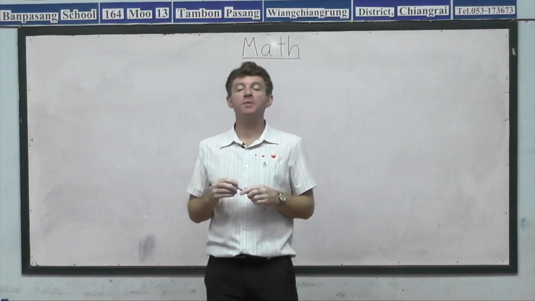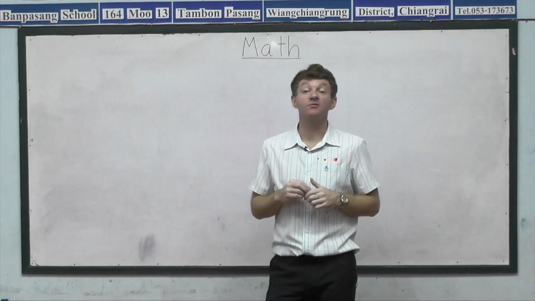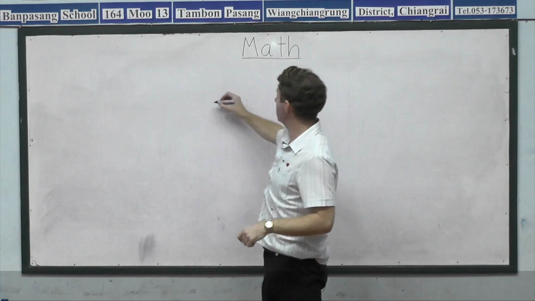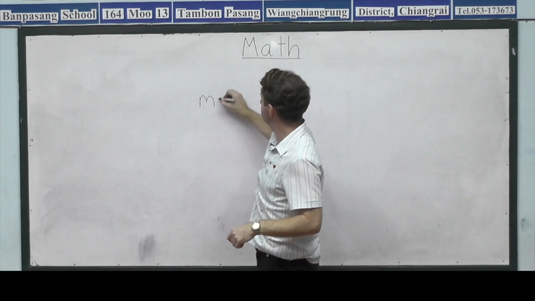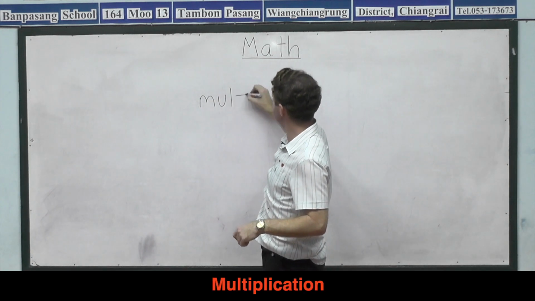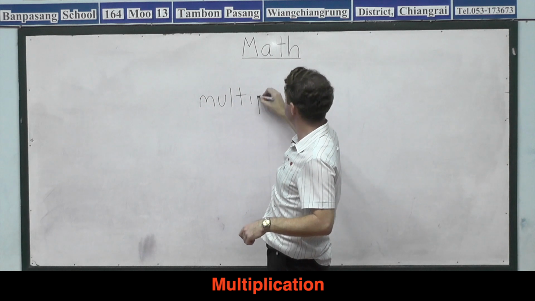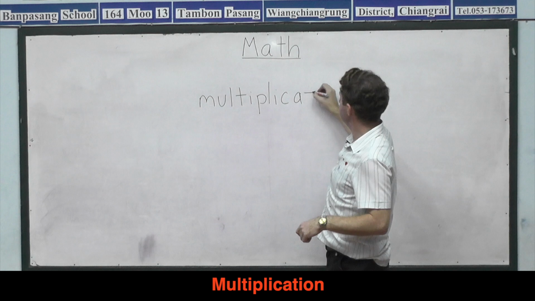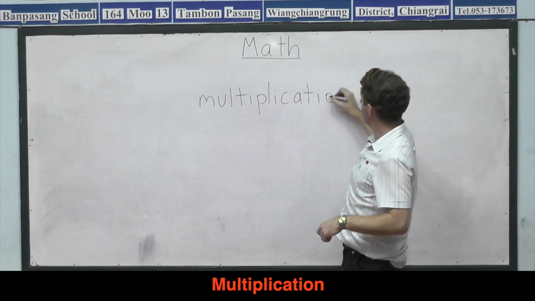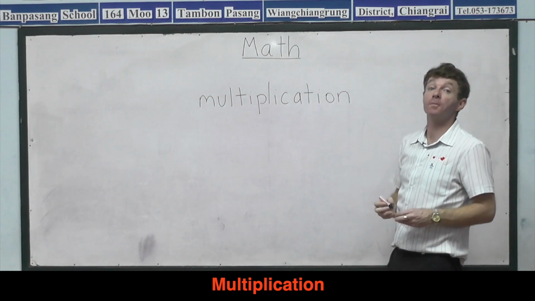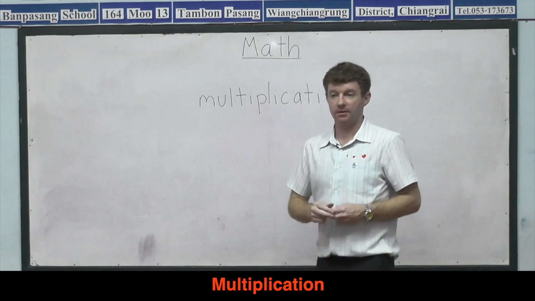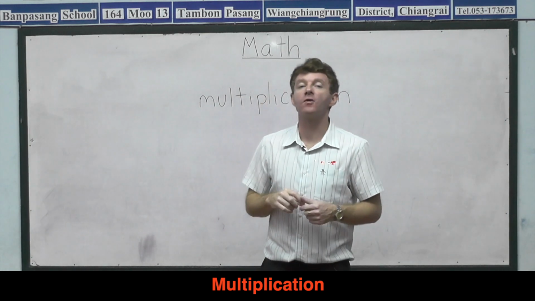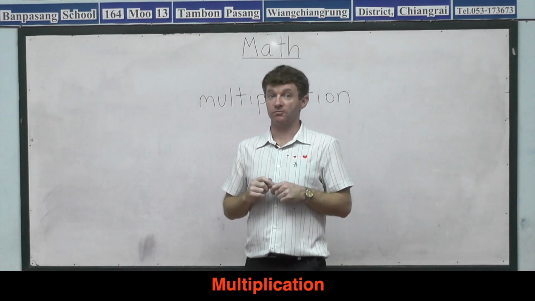So what have we been learning about in math class recently, guys? Multiplication is right. How do we spell multiplication? M-U-L-T-I-P-L-I-C-A-T-I-O-N. Multiplication. Very good. And today we're going to move on and we're going to look at word problems.